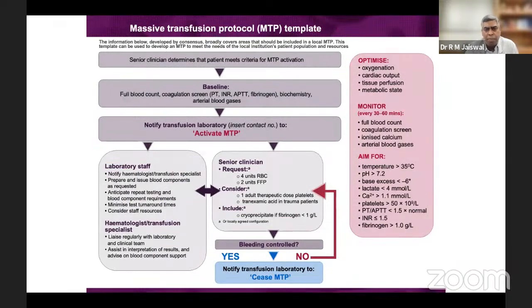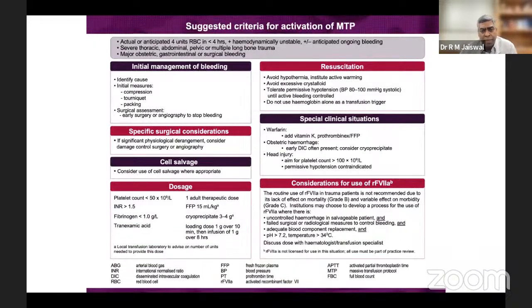Again, these are certain protocol templates you can use at your own center. We are using one at our center. We are making a template for the emergency MTP protocol. Basically, for initial management of bleeding, first we need to identify the cause, and initial measures are compression, tourniquet, packing. These are the important measures for the initial management of bleeding. And cell salvage is another way, where we can use a cell salvage machine to use the patient's own blood.